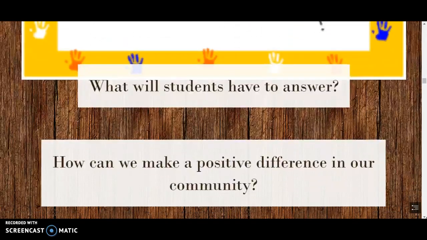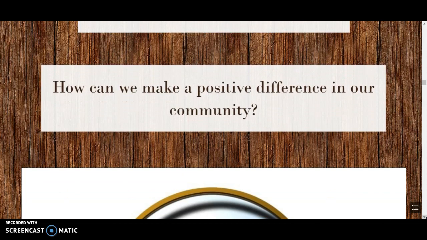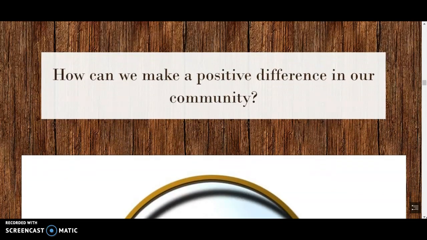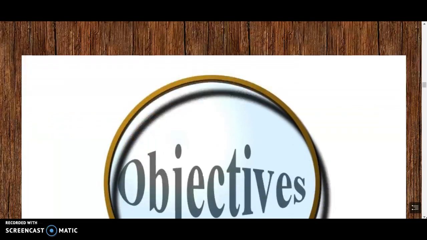Essential question: what will the students have to answer? How can we make a positive difference in our community? We wanted to make the project authentic, and one way to make the project as authentic as possible is to make sure that the students could do something or connect with something that directly related to them. What better way to do this than with their community?